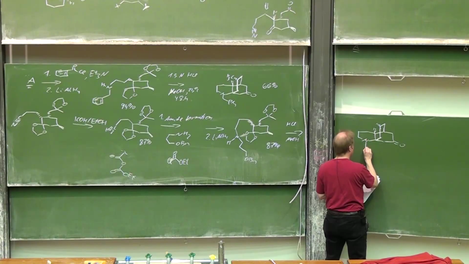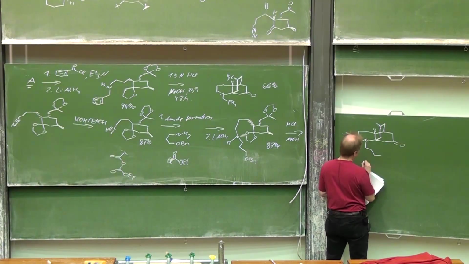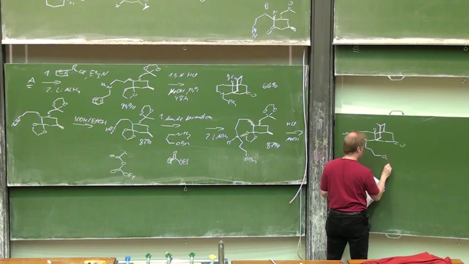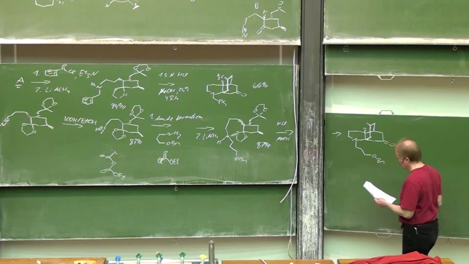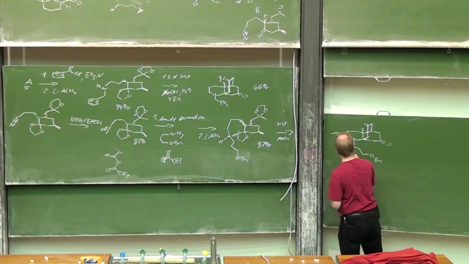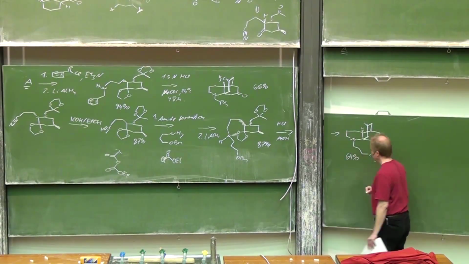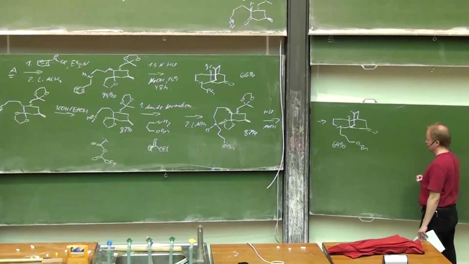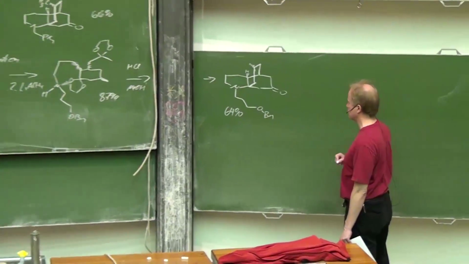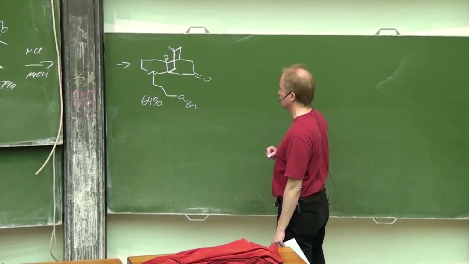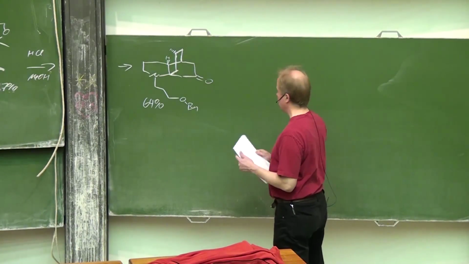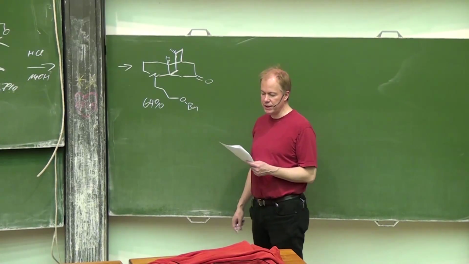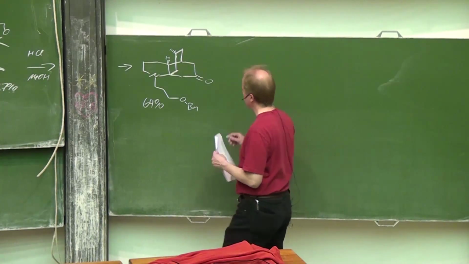But now, we have this side chain and again, a yield within the 60s, in percent. Okay, so let's have a look at how they completed the synthesis.